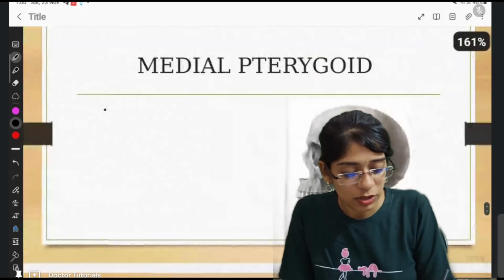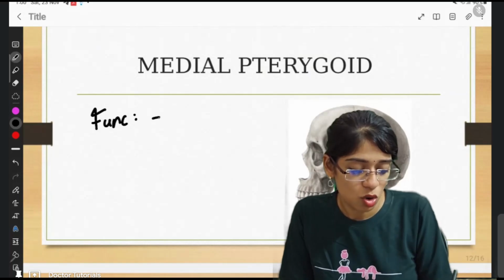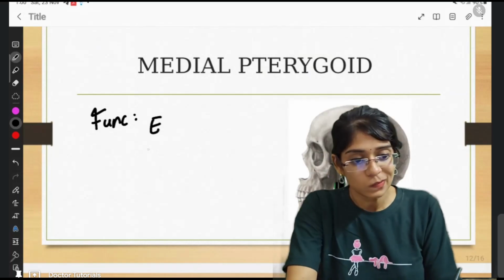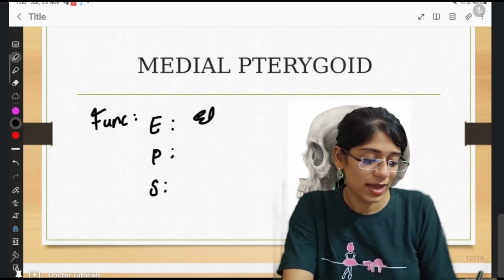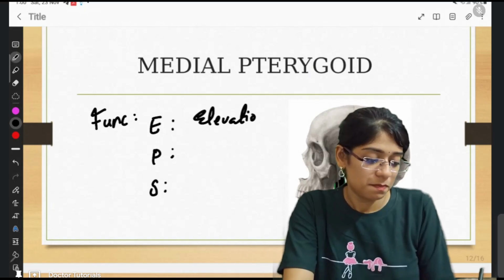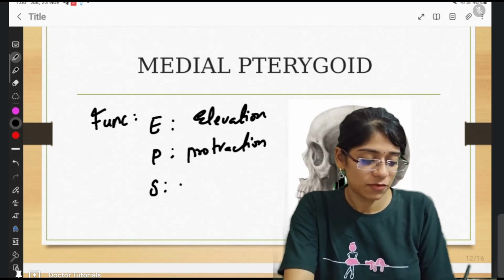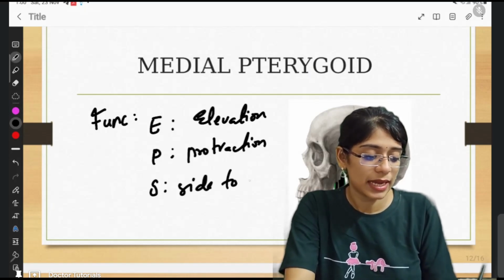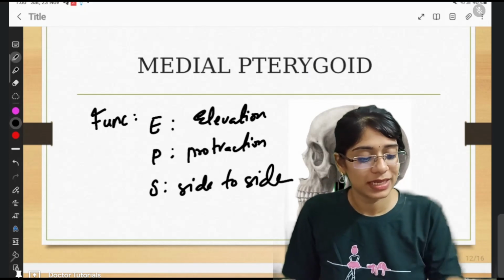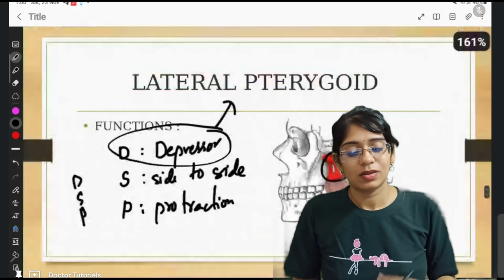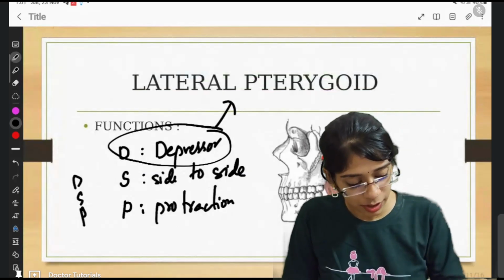And what is the function of medial pterygoid? You will remember the code EPS, okay? E stands for elevation, P stands for protraction, S stands for side to side movement. So EPS is a code that you will remember for medial pterygoid. They mostly like to ask about lateral pterygoid, so at least remember lateral pterygoid.